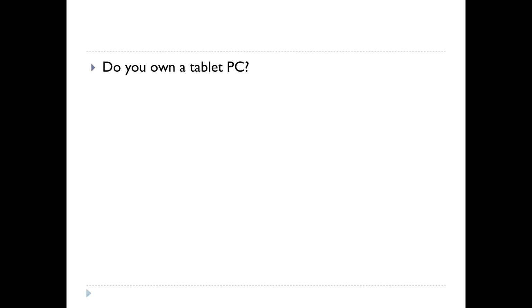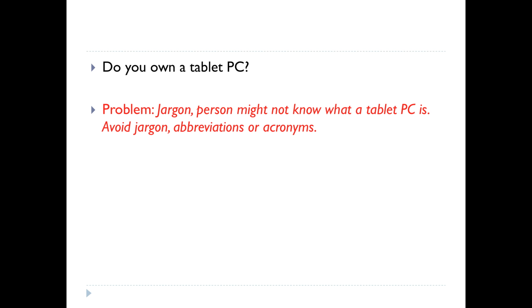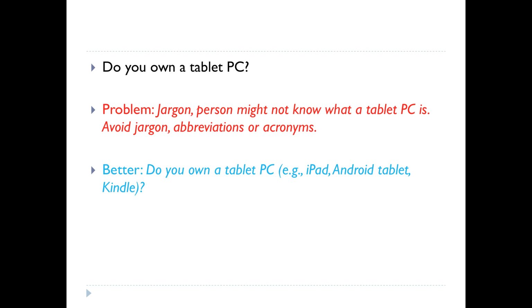Another example would be, do you own a tablet PC? Right, some people might not exactly know what a tablet PC is, right? So giving them maybe some possibilities might be a little bit more effective. So this is an example of jargon use. So you should always avoid using jargon, any abbreviations or acronyms whenever possible. You know, the person might not know what a tablet PC is, or they might have an idea, but they might not know what will be included in that. So this survey question could be fixed by giving some examples, so people would then be able to answer the question a little bit better.